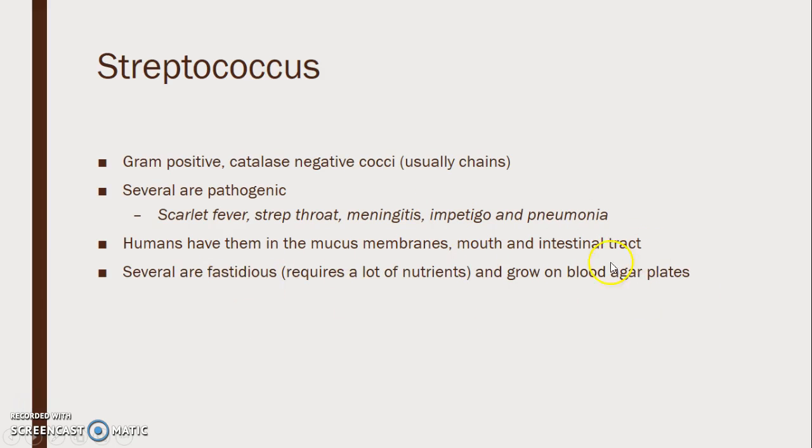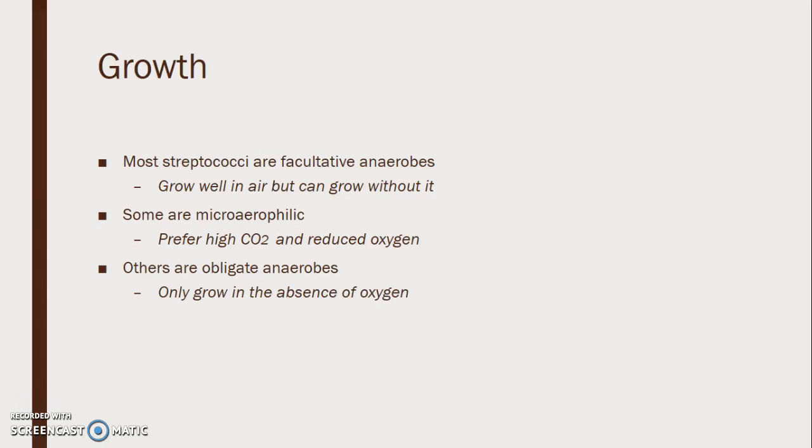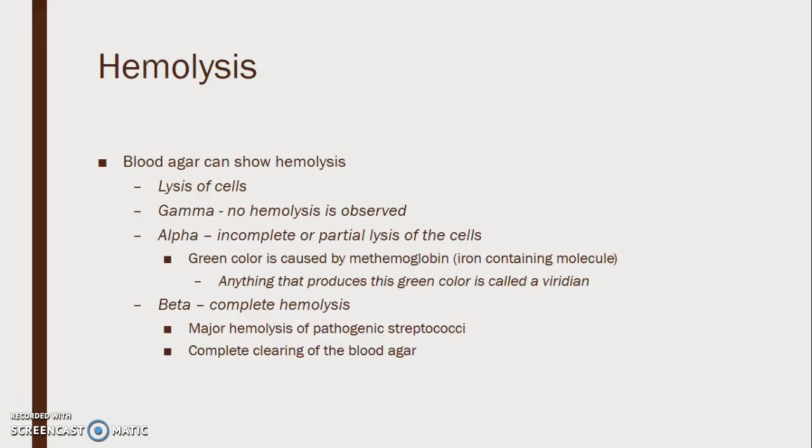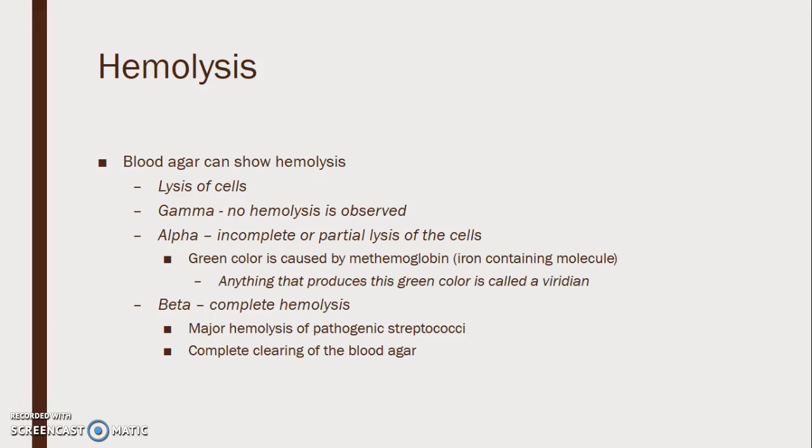And they grow very well on blood agar plates. Blood agar plates use animal blood, so it mirrors the cells in your body. If it can grow on a blood agar plate, it can theoretically infect people, is the theory there. But they use a lot of nutrients. Okay, whatever.